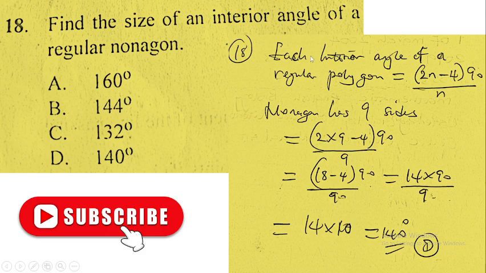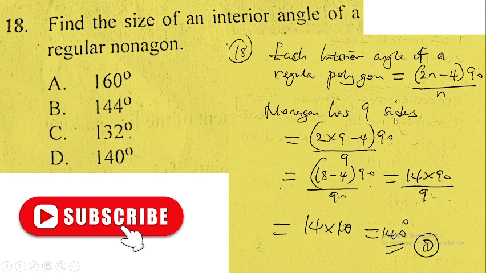So the question is, how do we find each interior angle of a regular polygon? If we know the formula for finding the sum of interior angles of a regular polygon, which is 2n minus 4 multiplied by 90, then to find each interior angle, you divide that formula by the number of sides the polygon has. So to find each interior angle of any regular polygon, you have 2n minus 4 multiplied by 90 over n, where n is the number of sides the polygon has.